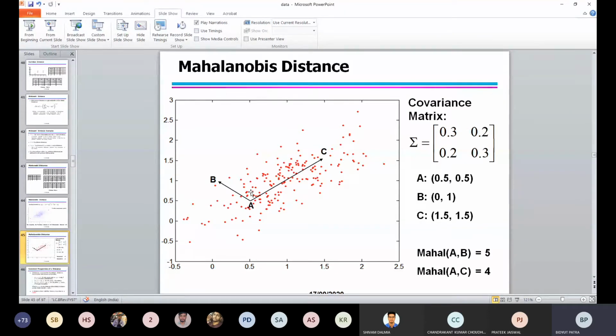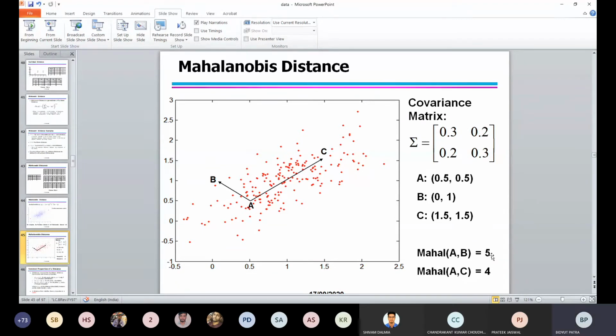A vector is generally represented as a column, but you take the transpose, so it will be 1 cross 2. And then you have the covariance matrix: 0.3, 0.2, 0.2 and 0.3. If you compute in this way, then you will get the distance from A to B as 5.